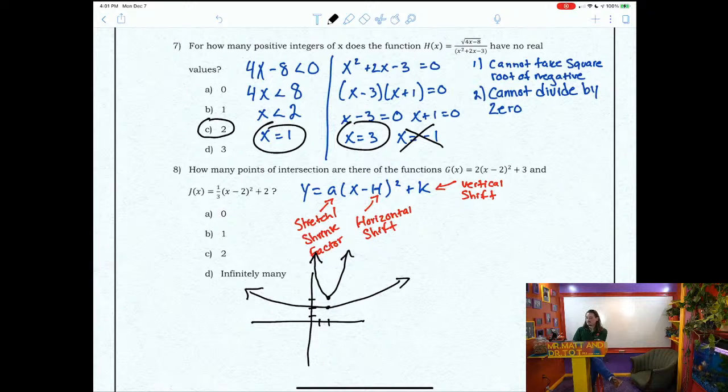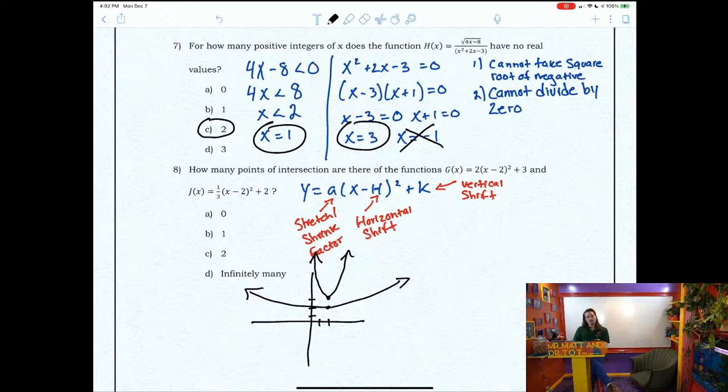For number 8, how many points of intersection are there of the functions g of x is equal to 2 times the quantity x minus 2 quantity squared plus 3, and j of x is equal to 1/3 times the quantity x minus 2 quantity squared plus 2. So remember that these two are in vertex form.